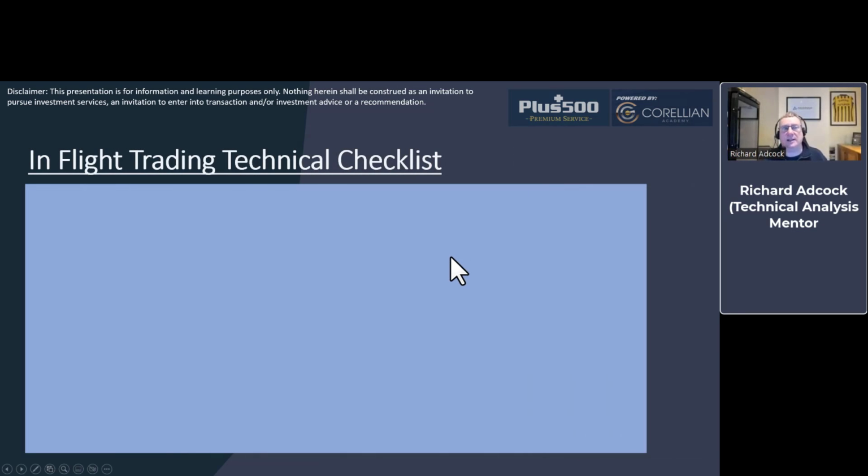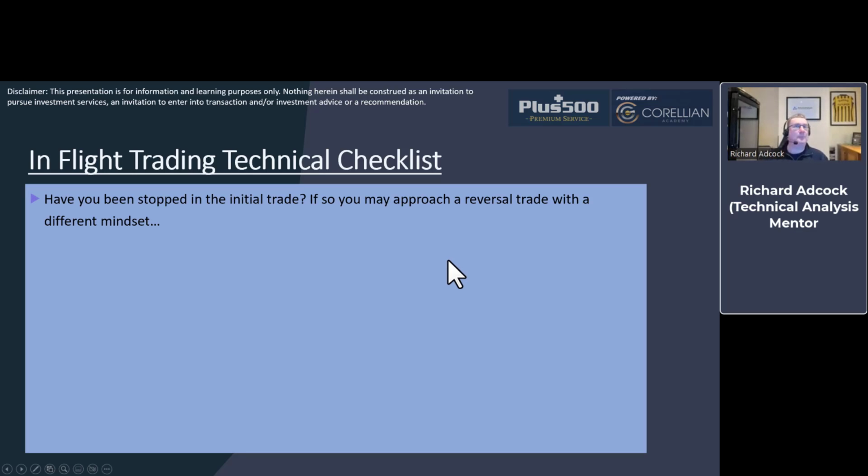So just to summarize the in-flight trading technical checklist. Now, what may have happened is that you may have been short of gold coming into the data and that you were holding that position over the release. So if you were stopped on the initial trade, the initial reaction to that new data, then your mindset is going to be completely different from if you were initiating a new trade. So to actually reverse from going short to long may be a lot harder than if you were flat coming into that new release, prepared with the information that we've already looked at.